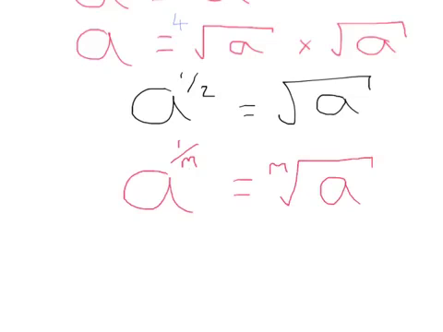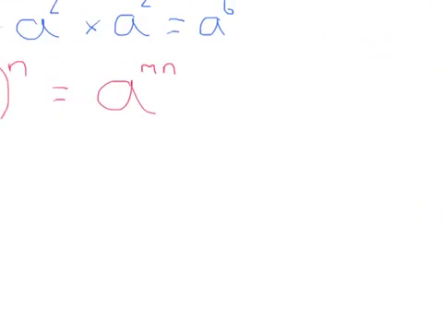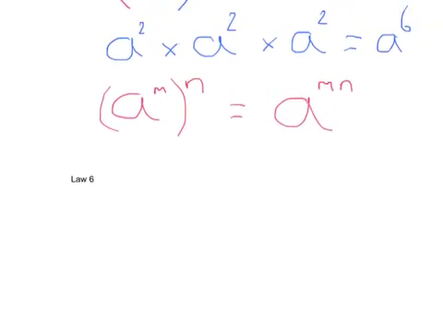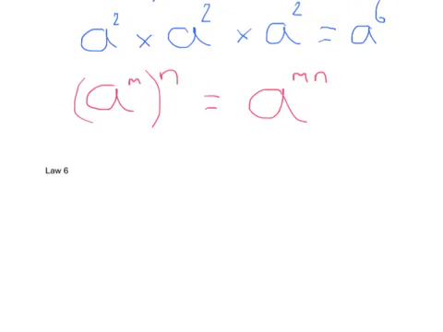So back to our laws. And we're on number 6, are we? Superb. Okay, so what do we say? I've just said that a to the power of 1 over m is equal to the mth root of whatever our base number is, a.